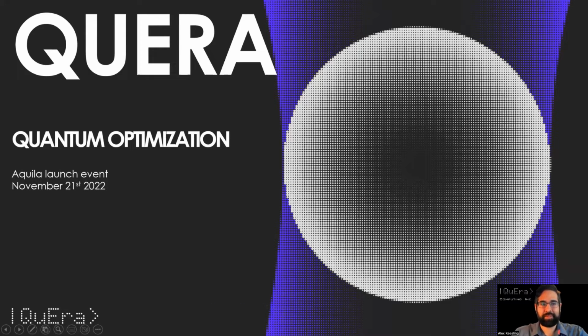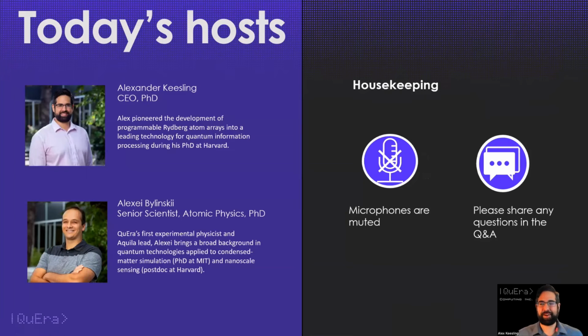Let me introduce myself. I am Alex Kiesling, the CEO of QuEra Computing. I will be your host for the day. And with us, we also have Alexei Belinsky, a senior scientist who has been in charge of getting our first machine, Aquila, up and running and now into your hands.